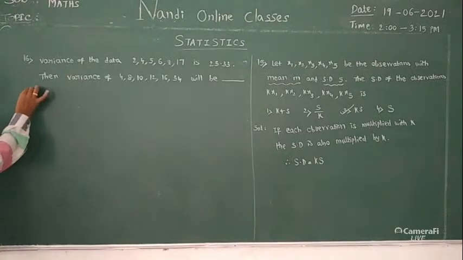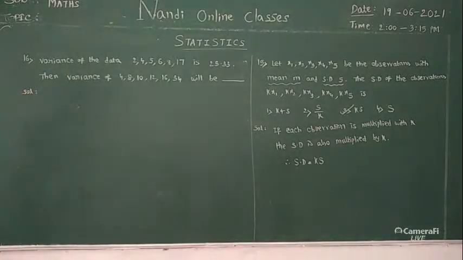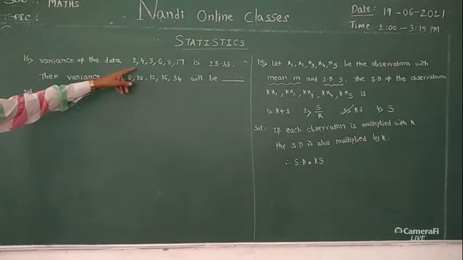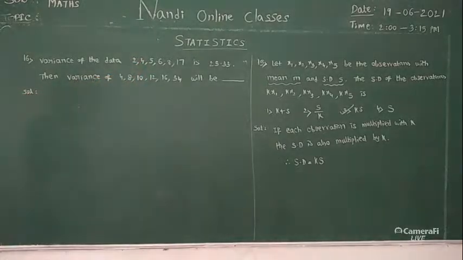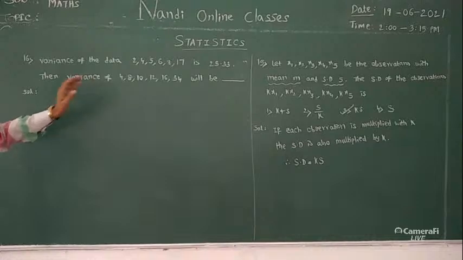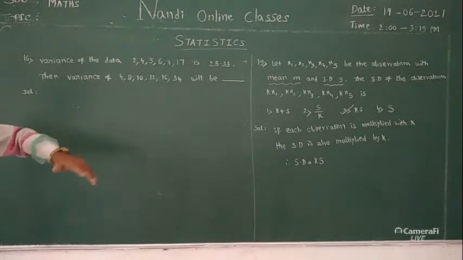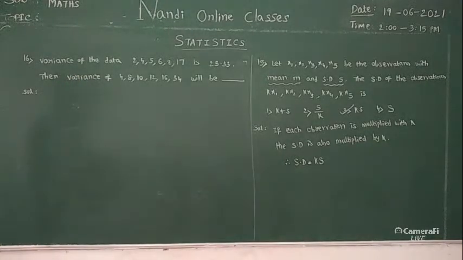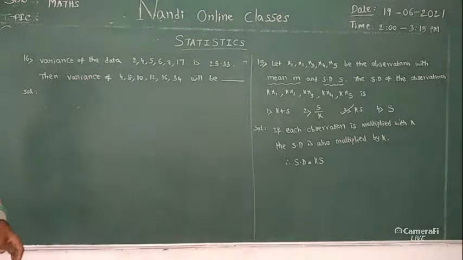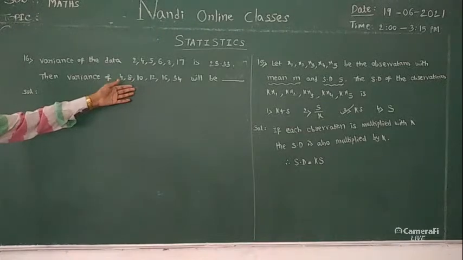Okay, solution. Understand the problem. Here some observations, 6 observations given, 2, 4, 5, 6, 8, 17. Their variance is given as 23.33. What is the variance of 4, 8, 10, 12, 16, 34? I want the variance of these numbers.